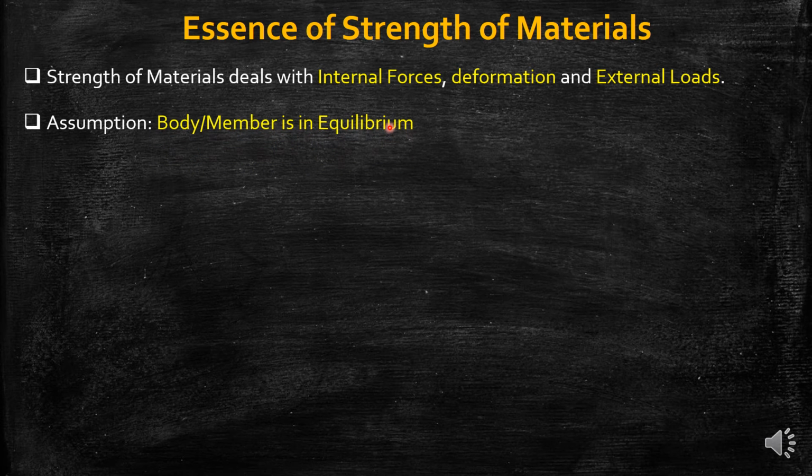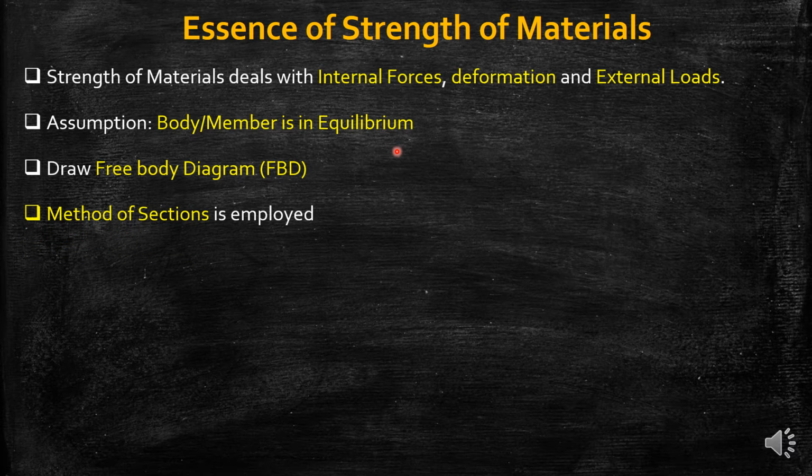The first and foremost assumption to solve the problems in strength of materials is the condition of equilibrium. Means here the body is assumed to be in a state of equilibrium. After that, we have to prepare a sketch of the body which shows all the forces applied on the body, including the reactive forces, external loads, as well as the body weight. This sketch is known as the free body diagram and is also abbreviated as FBD.